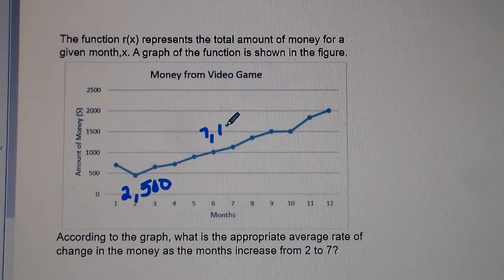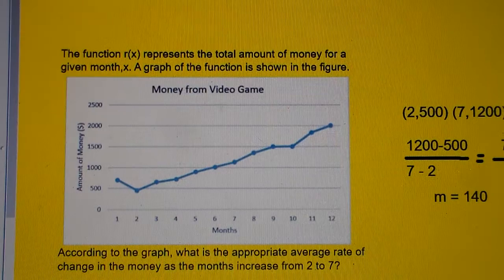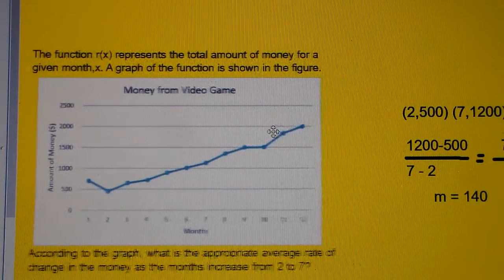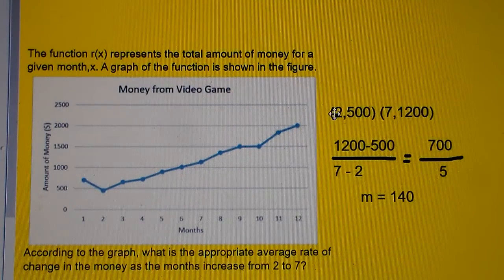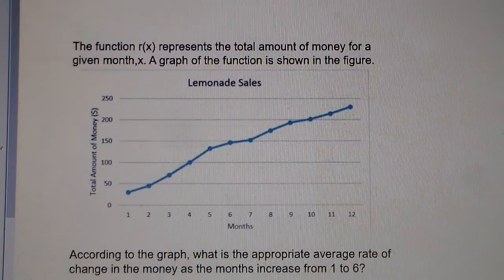So 7, 1200. Then we do y2 minus y1 over x2 minus x1. And that's what we get over here. And here's my work. So 2, 500, 7, 1200. 1200 minus 500 is 700. 7 minus 2 is 5. So your slope is 140. Let's do another one.